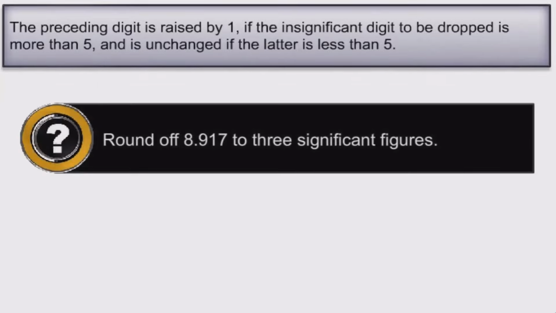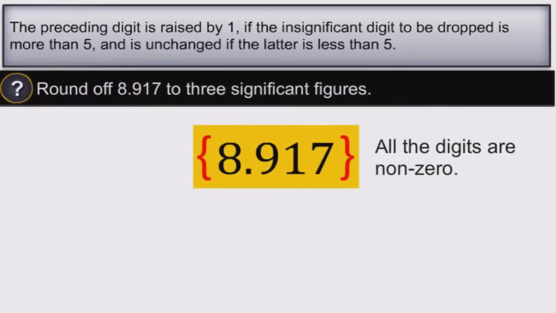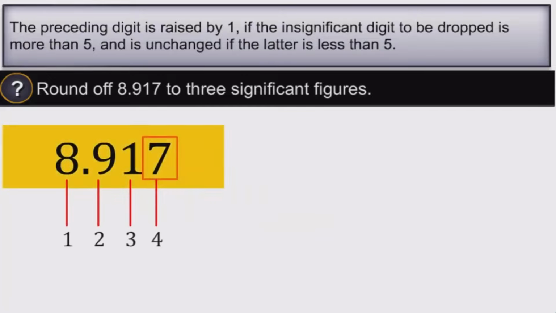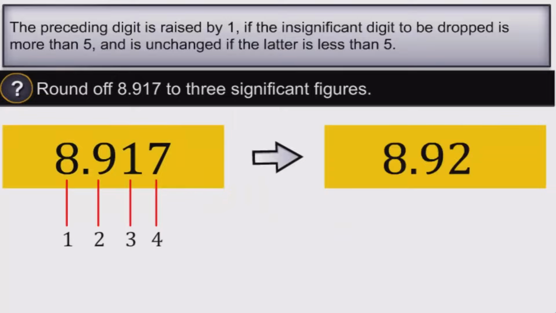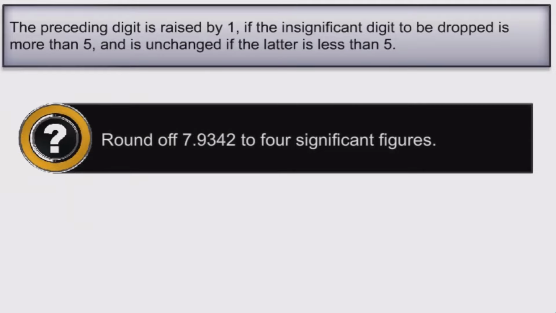Here is an example. We will round off 8.917 to 3 significant figures. This number has non-zero digits and there are 4 significant figures. In the decimal place, we will round off 7, resulting in the number 8.92. Here is another example. Round off 7.9342 to 4 significant figures.